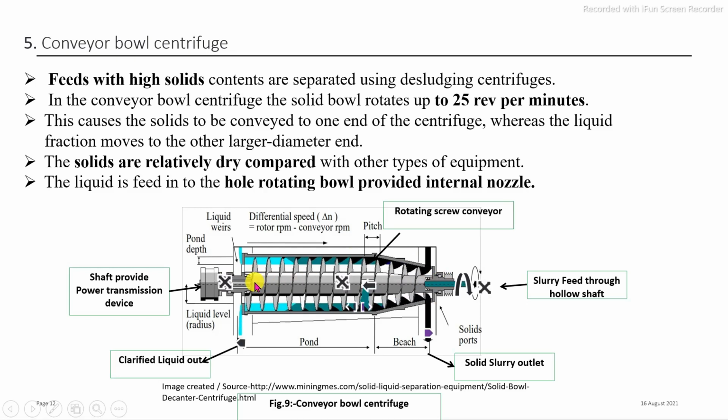This screw conveyor is rotating at a speed of 25 RPM, and in this screw conveyor there is a shaft which is internally hollow, through which the slurry is fed into the chamber, and after entering, this screw is rotating. Due to the rotation of this screw, internal centrifugal force is created, and finally due to the centrifugal force, the suspended particles remain on the bowl wall side, and the remaining liquid moves into the center, into the outlet section.